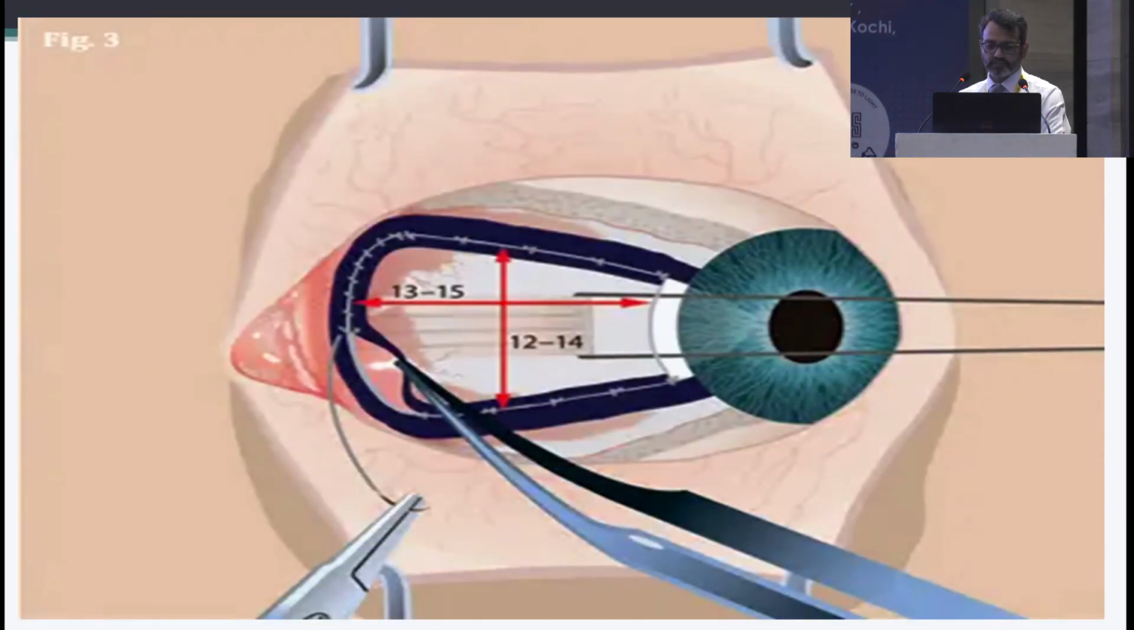So this is a diagrammatic representation. You can see the dissection is from here to here, right up to the caruncle, and the medial edge of the superior rectus to the medial edge of the inferior rectus. This whole area, the tenons and conjunctiva, needs to be removed.